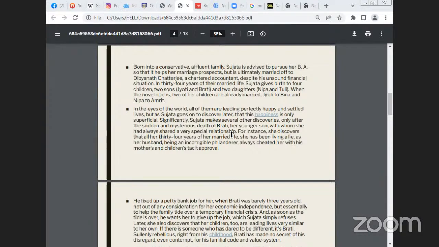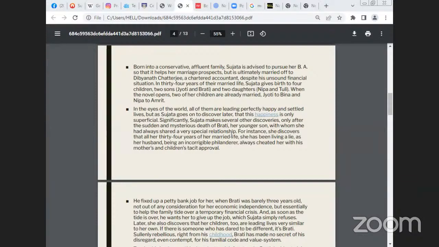This person is a middle class person. This Divyanath Chatterjee is a chartered accountant, a well educated person, but he is a womanizer. He is not caring about his children and about his wife. When he went through a financial crisis, at that time he fixed a job for her in a bank, on the assumption that she would take care of the family through her salary.